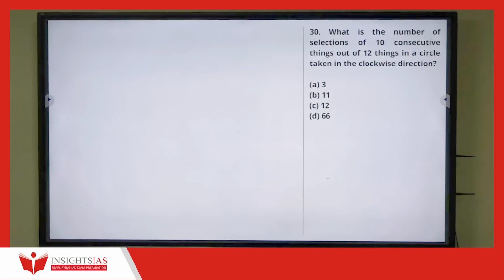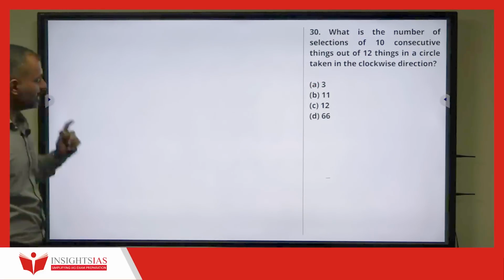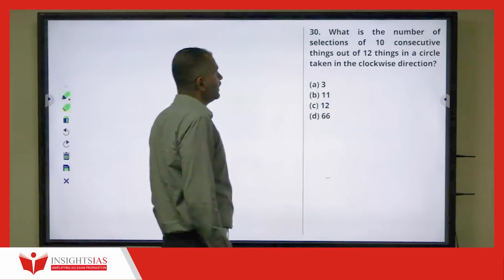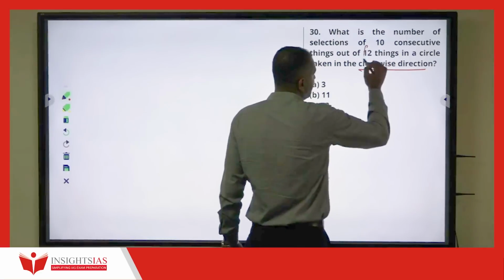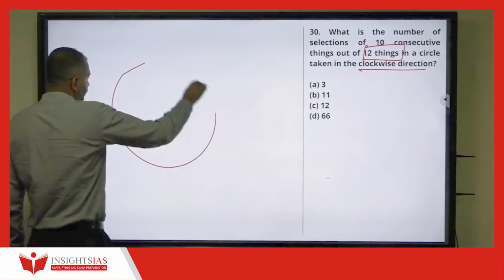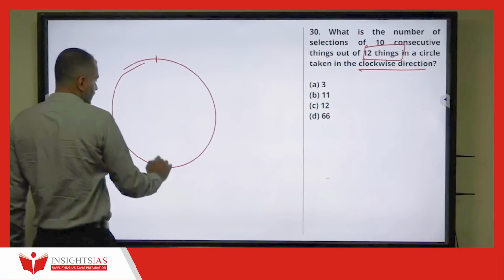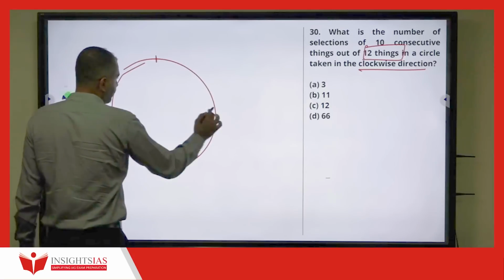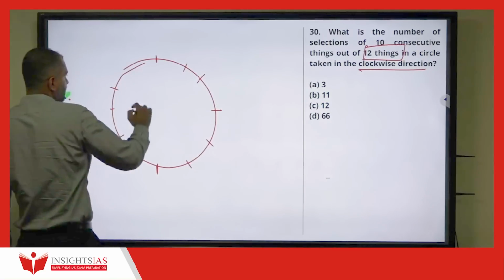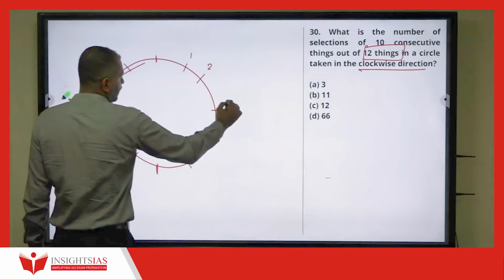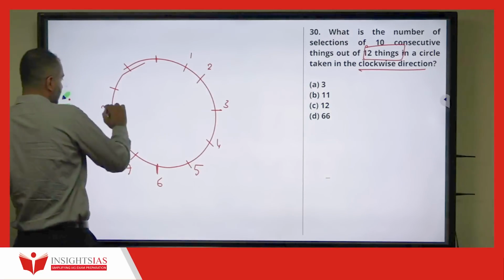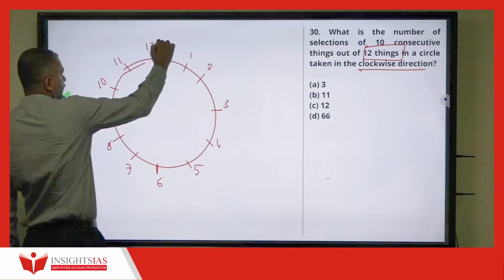What is the number of selections of 10 consecutive things out of 12 things in a circle taken in a clockwise direction? See here, remember, 12 things he has read, not the 12 numbers. But still, for our reference, let's name those things as 1, 2, 3, 4, 5, 6, 7, 8, 9, 10, 11, 12.